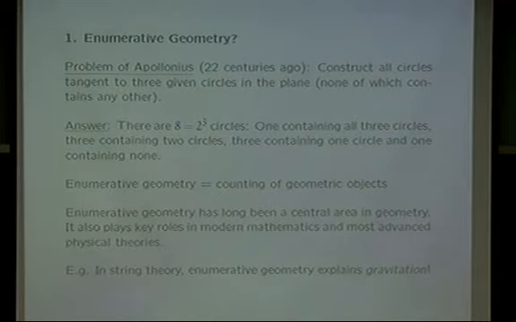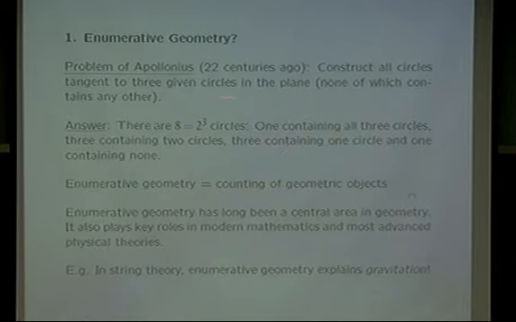So, what is the answer? There are 8 circles, right? 1 circle containing all the 3 circles, and there are 3 circles containing 2 circles inside and 1 circle outside, and there are 3 circles containing 1 circle inside and 2 circles outside, and there is 1 circle which contains none of these 3 circles. Right, so this is an example of enumerative geometry. Obviously, enumerative geometry is just enumeration of geometric objects, in this case, the circles satisfying these conditions.